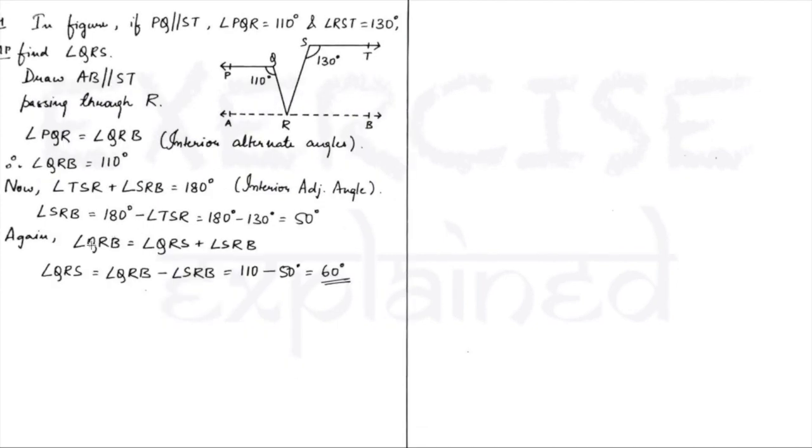Now coming to QRB, QRB is going to be equal to QRS plus SRB. I have just written this angle into two parts, that is QRS and SRB. Now we already know the value of this SRB over here. So if we take this SRB to the other side, what we get is QRS is equal to QRB minus SRB. Now QRB we already know it from here as 110 degrees, and SRB we know it from here as 50 degrees.